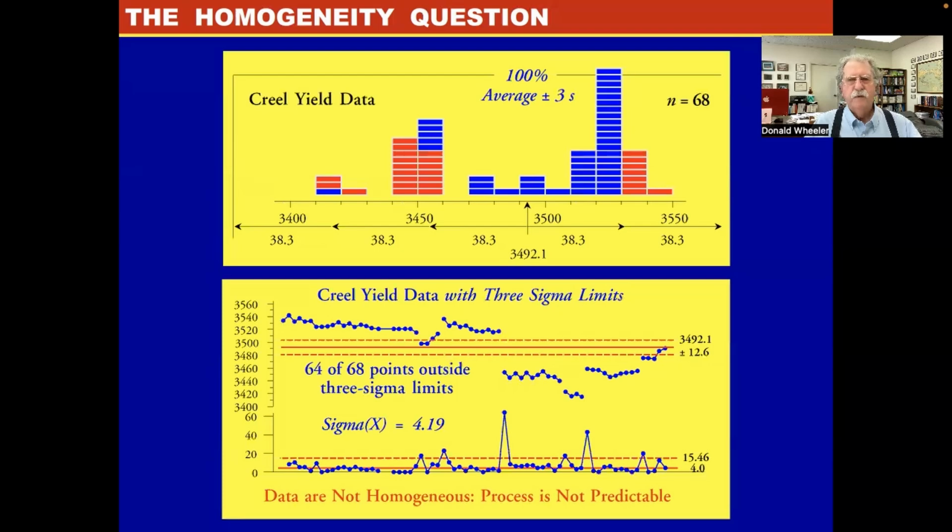And then we come to the Creel yield data. The standard deviation statistic was 38.3. We had 100% within 3 standard deviations of the average. But sigma of X is 4.19. And we have 4 out of 64 points outside the limits. They just didn't get out of the way, so they got run over. These data are not homogeneous, and this process is not being operated predictably.